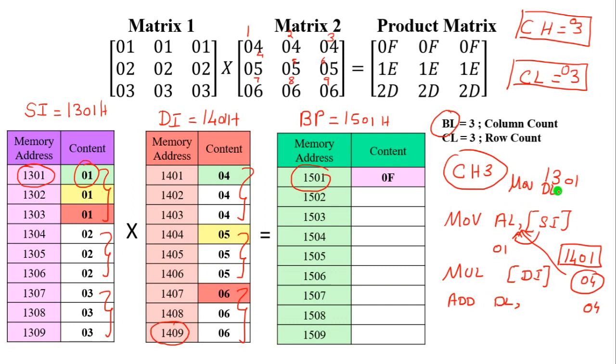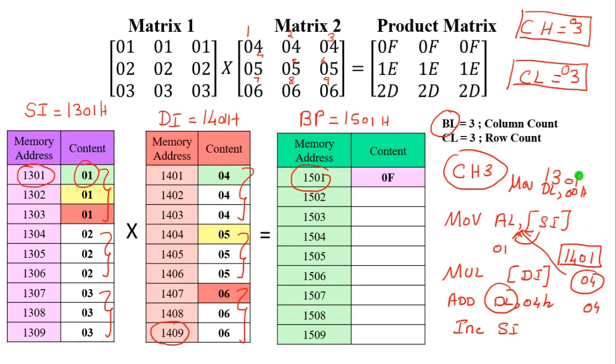Move DL register's value become 0. Okay, the DL register's value becomes 0 for H. Now this value becomes stored in this DL register. What is the necessary increment of the SI register? Why are we going to increment the SI register?